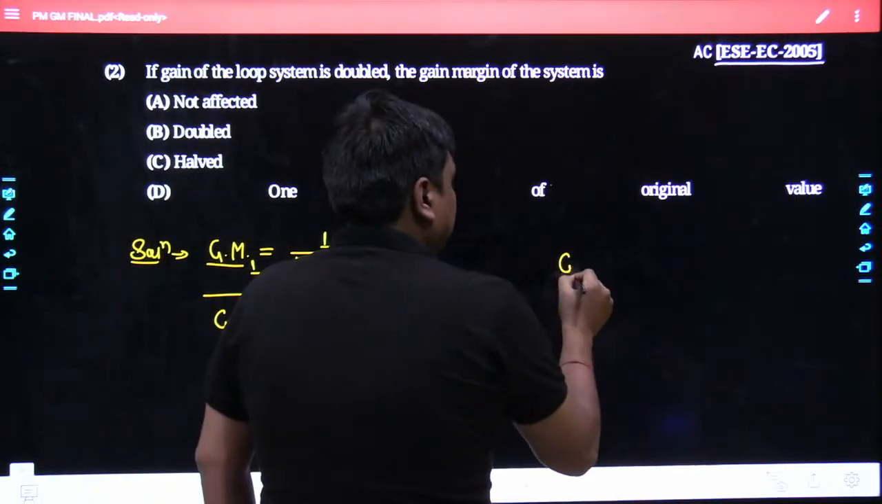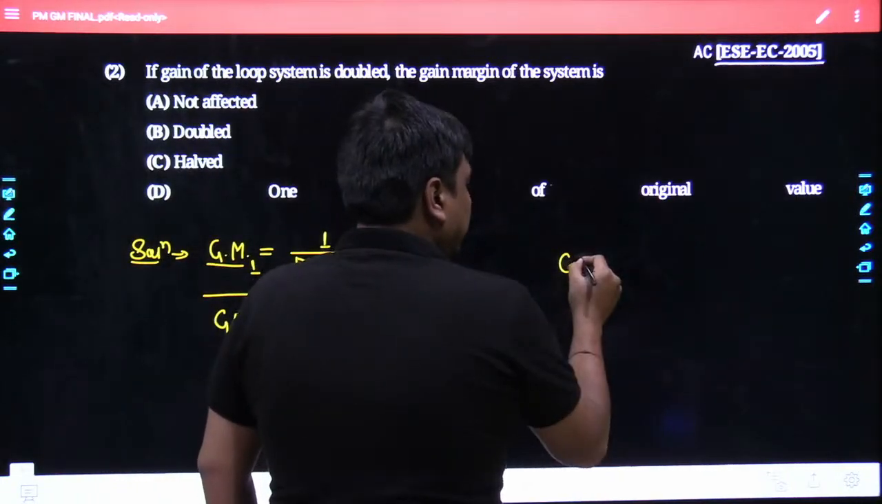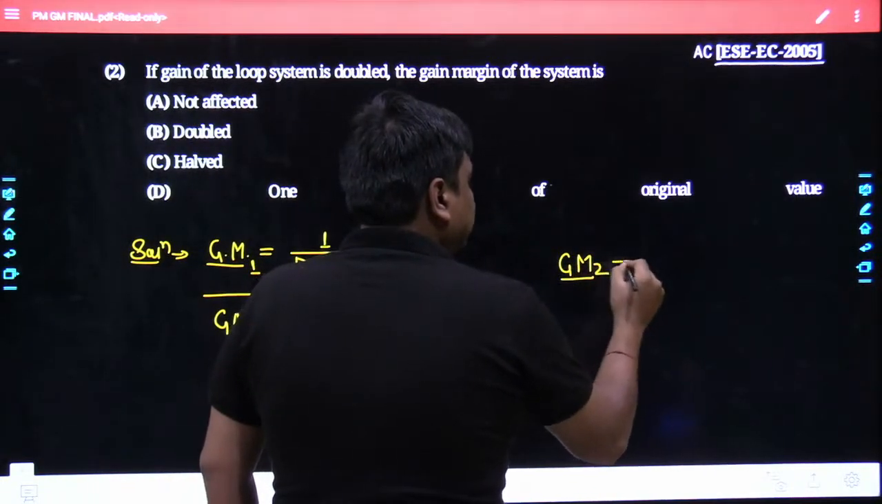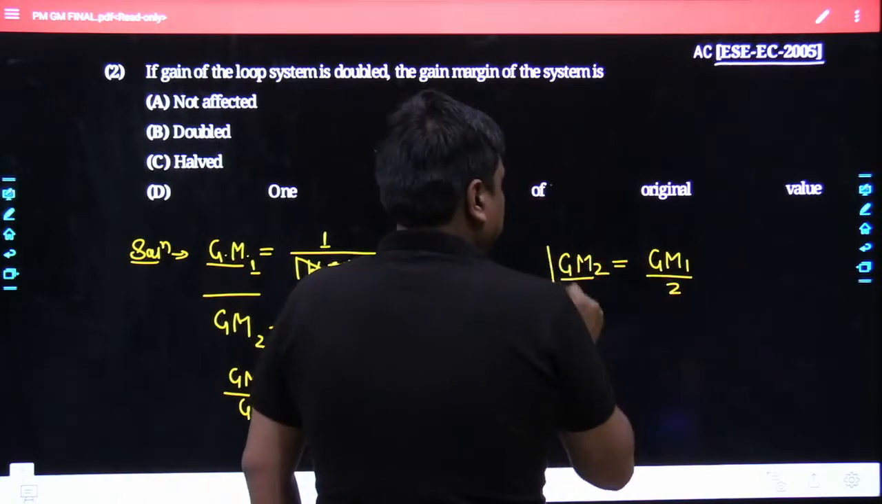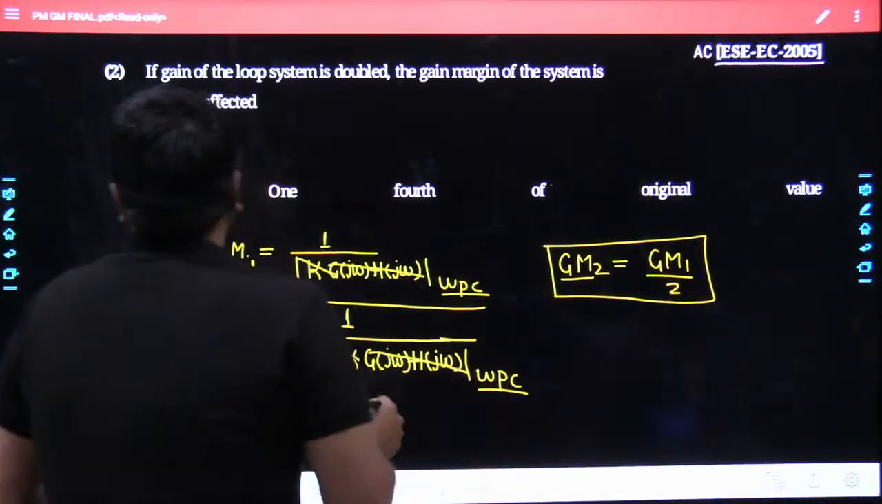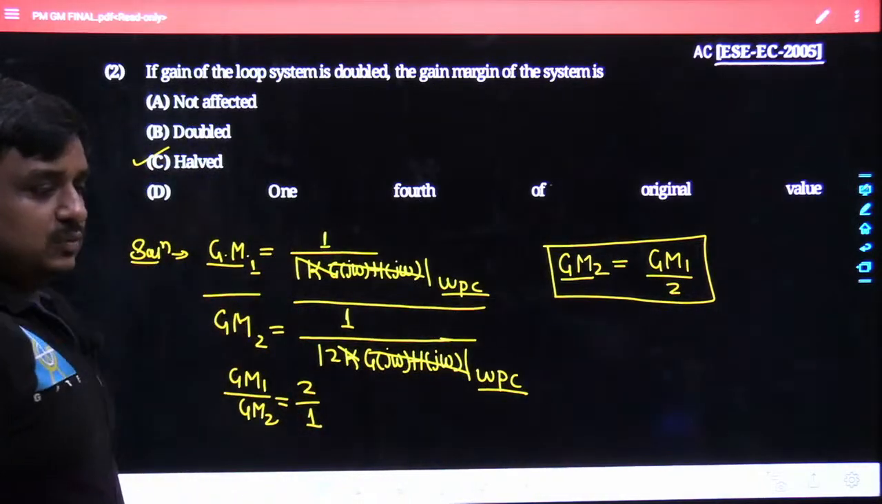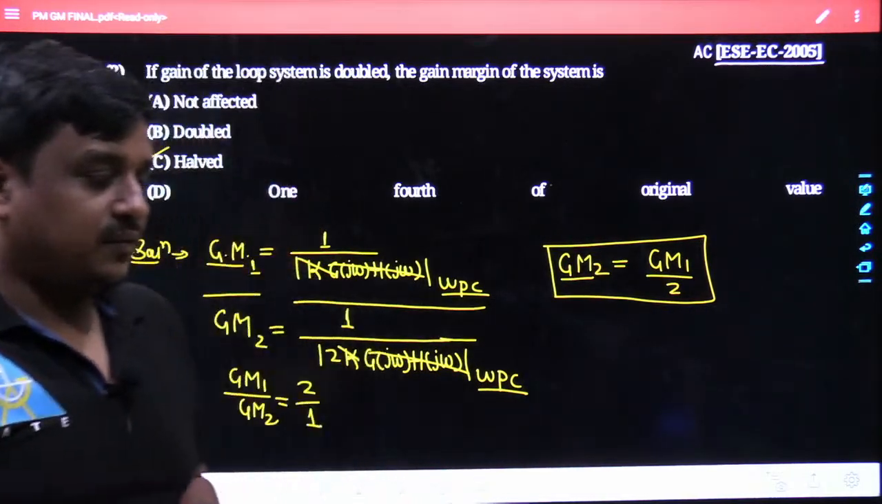So after increasing the gain from k to 2k, we got to know the value of gm as gm2, which is simply equal to gm1 divided by 2. So you can see very well, the gain just got halved. The gain just got halved. Agreed?